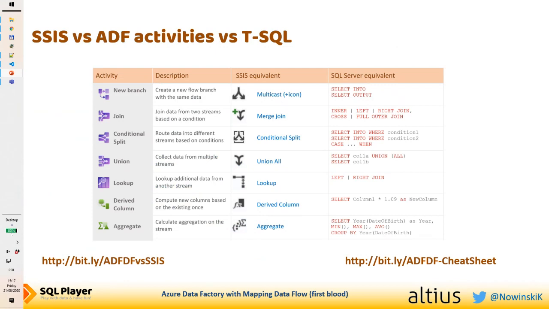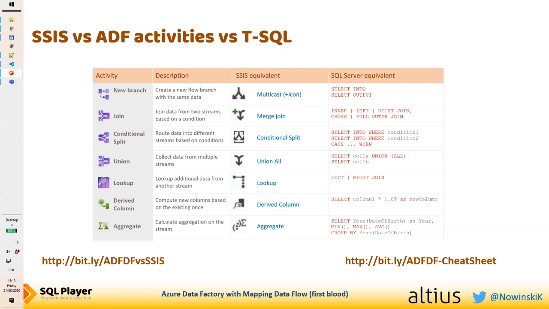Okay, so I promised that we would compare SSIS to Azure Data Factory mapping data flow. This chart is only a subset, only some part of the screenshot from the whole cheat sheet, which I created probably over a year ago, when I started playing with mapping data flow, when it was in private preview. So I was basically wondering like you are right now, yeah?